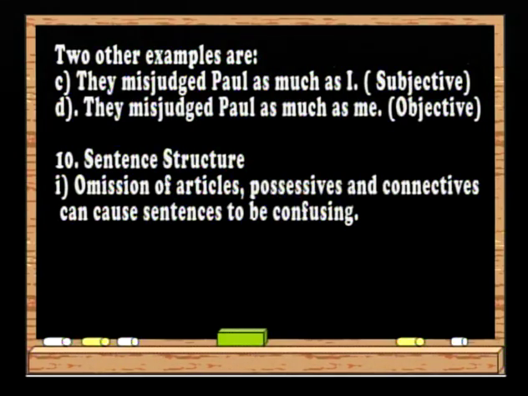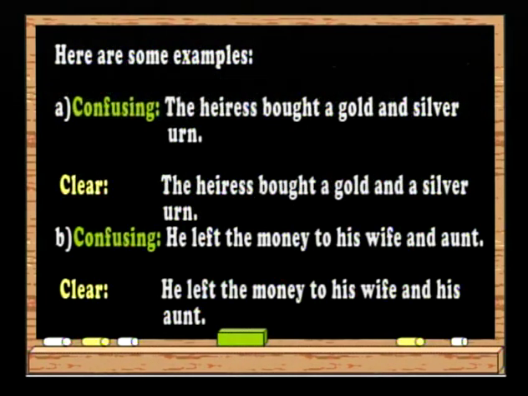Sentence structure. Now we'll deal with omission of articles, possessives, and connectives. These can cause sentences to be confusing. Here are some examples. Confusing: The heiress bought a gold and silver urn. And the clear version: The heiress bought a gold and a silver urn.